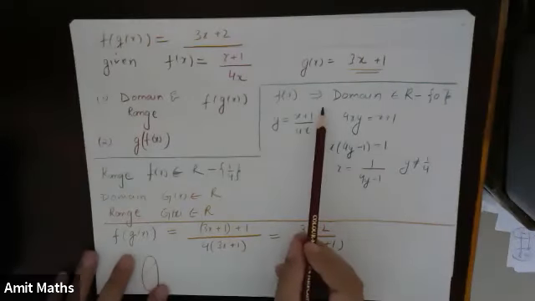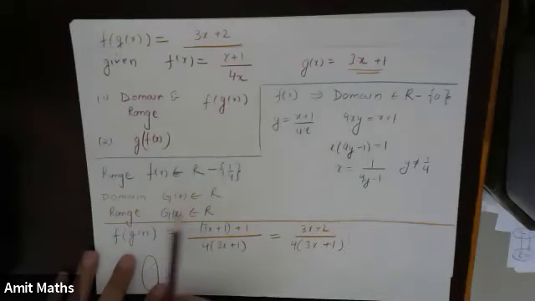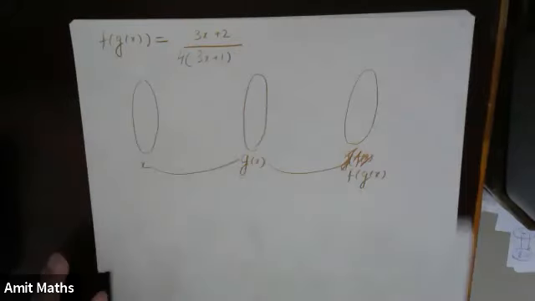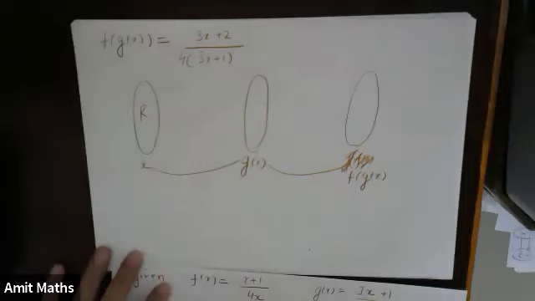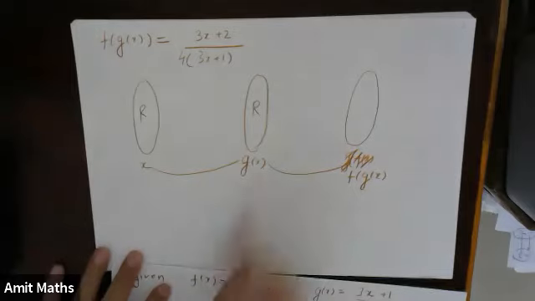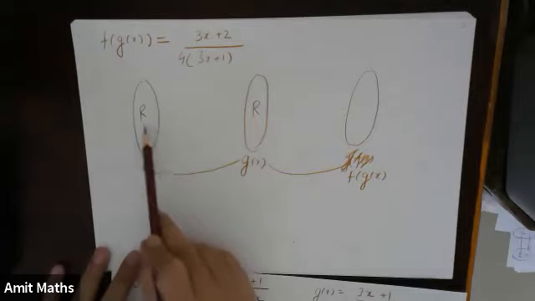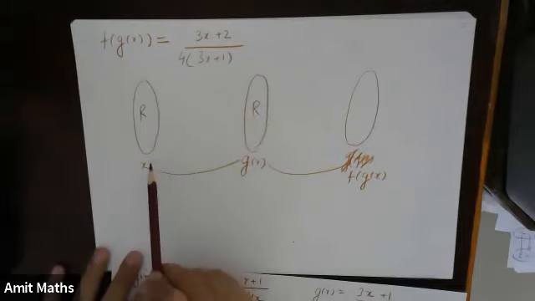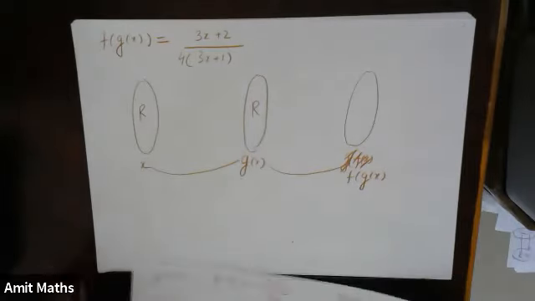Now the first thing that we have seen: what is the domain and range of f of x, and what is the domain and range of g of x? Fine. So for g of x, what will be the domain? The domain is real. And what will be the range? The range is also real. For g of x, the domain and range are both real. From these real values, we will be getting f of x.